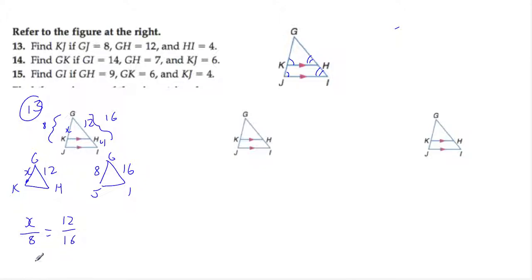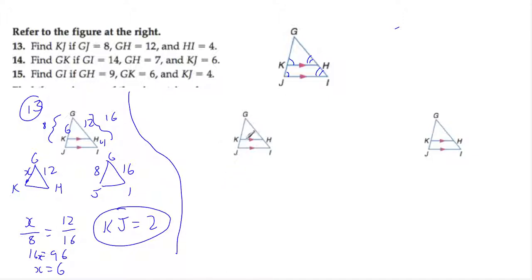If I multiply across, I get that 16x is equal to 8 times 12, which is 96. So 16x is equal to 96. So if I divide that by 16, I get that x is equal to 6. So that means that this distance here is 6. So if the whole side is 8 and GK is equal to 6, then KJ must equal 8 minus 6, which is 2.